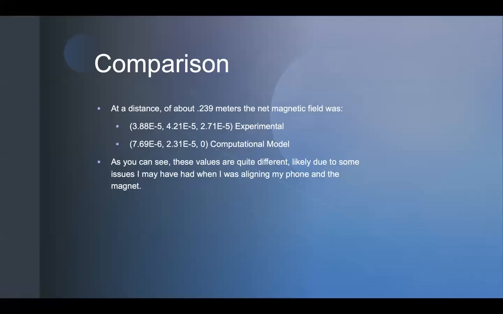Comparison. At a distance of about 2.239 meters, the net magnetic field was this for the experimental and this for the computational model. As you can see, these values are pretty different. It's probably because I had issues with aligning my phone at the bar magnet.